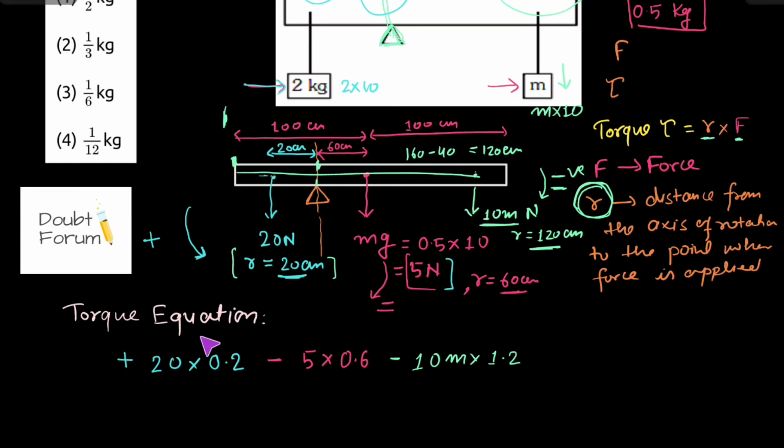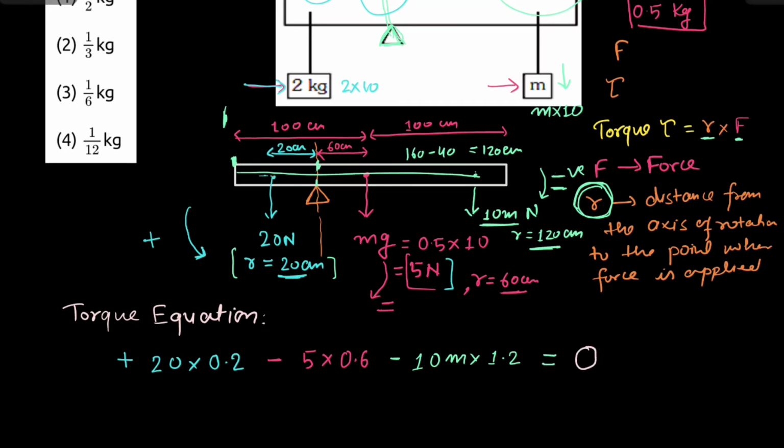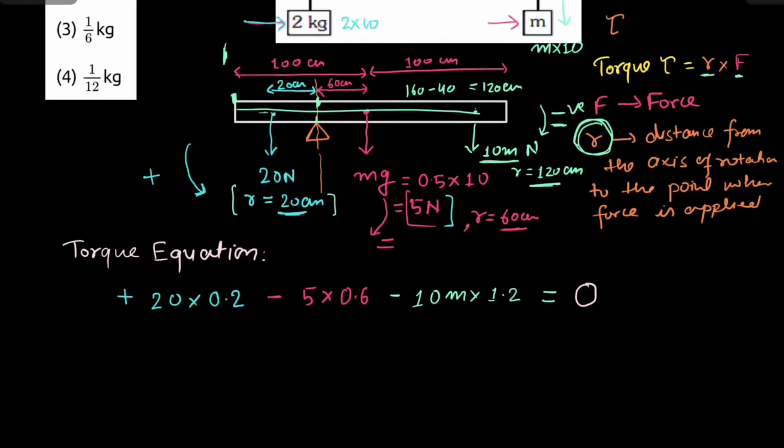So according to this torque equation, if the rod is in equilibrium and it is not moving, the sum of all the torques acting on this rod would be equal to 0. So this is our equation. As we can see, in this equation there is only one variable, that is M. So with a little bit of simplification, we can easily find out the value of M.